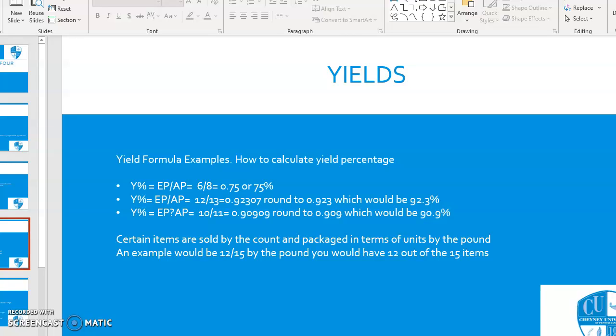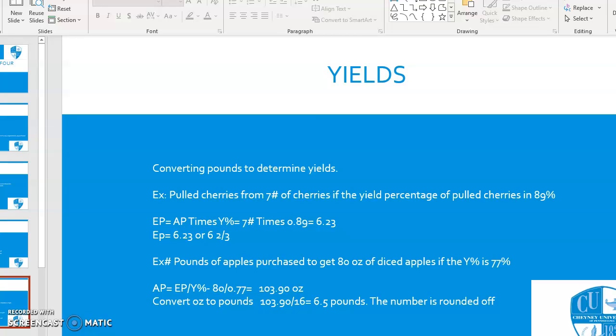So, formulas for EP and for AP, I give you examples. And then also conversions, for example. How are we going to convert for, for example, a produce or a vegetable? What is going to be the yield percentage? What are we taking away from the original form of that product? And then also converting the ounces over to pounds, okay, once we figure out that yield formula.